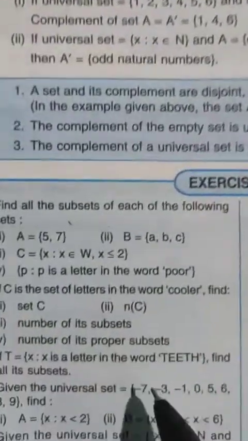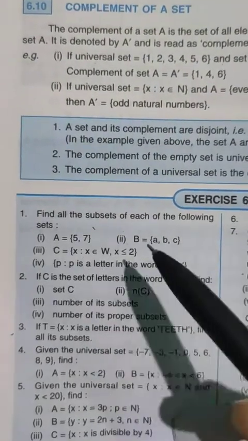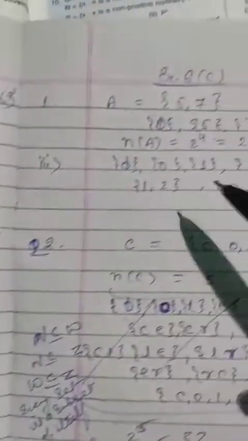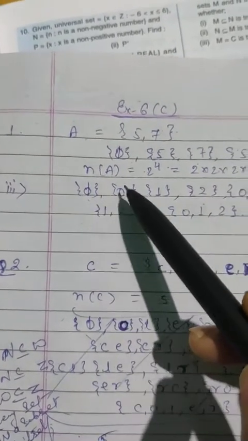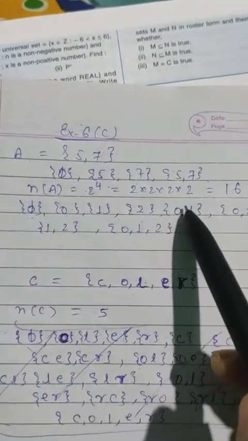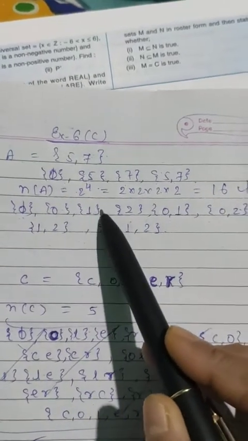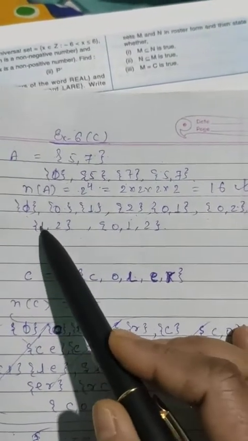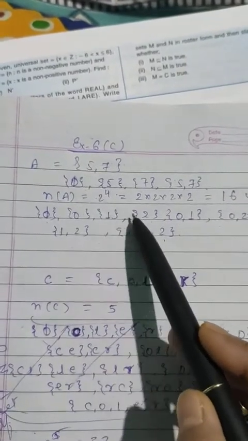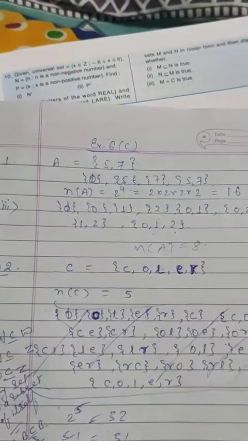Okay. Now third number, this C: X such that X belongs to W and X is less than or equal to 2. This also you can do. Whole numbers are 0, 1, 2. Less than or equal to means 2 is also included. So in this manner also you can write. Always include the empty set. Separately 0, separately 1, separately 2. All three elements written separately. Now 0, 1 together write. Then 0, 2. Then at last 1, 2. And then at last 0, 1, 2 all together. How many subsets? 1, 2, 3, 4, 5, 6, 7, 8. 8 subsets. So like that you can do, children.